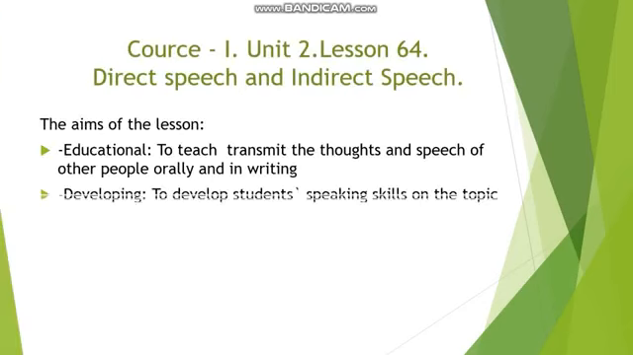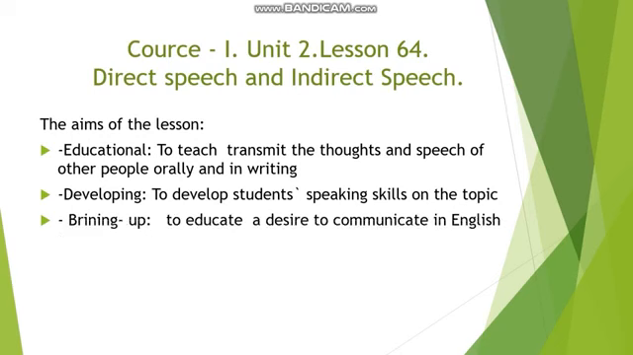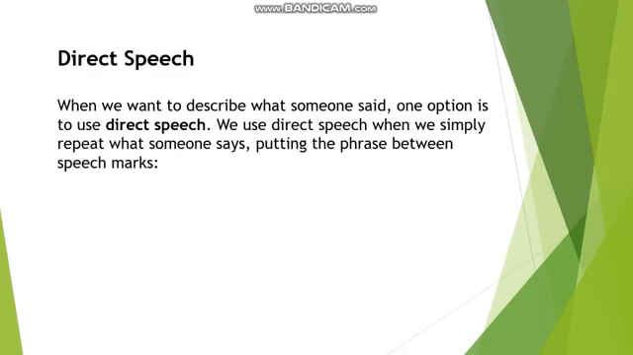Course 1, Unit 2, Lesson 64: Direct Speech and Indirect Speech. The aims of the lesson: educational, to teach students to transmit the thoughts and speech of other people orally and in writing. Developing, to develop students' speaking skills on the topic. Bringing up, to educate a desire to communicate in English. If you are ready, let's start our lesson.